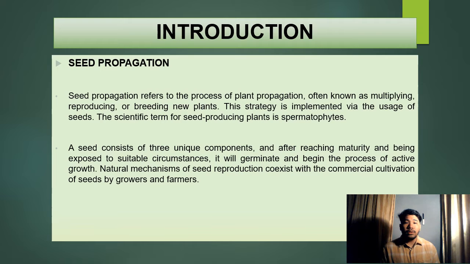So, a seed consists of three unique components. The first is the seed coat, a protective covering on the outside of a seed that is typically hard, thick, and brown in color. The second one is endosperm, which is made of oil, starch, and protein-rich tissue. And lastly is the embryo. After reaching maturity and being exposed to suitable circumstances, it will germinate and begin the process of active growth. The natural mechanism of seed reproduction coexists with the commercial cultivation of seeds by growers and farmers.